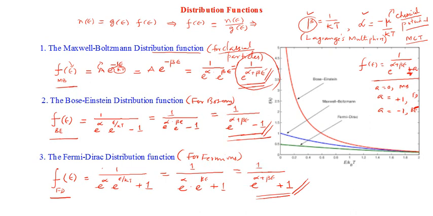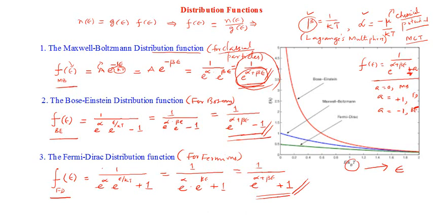For the same value of e raised to alpha plus beta e, meaning for the same value of temperature and same value of energies, if you are making a comparison between the three distribution functions, that is shown on the right side. On the right side, the graph shows a comparison of the distribution functions. Here on the x-axis, I am taking energy in units of kBT.